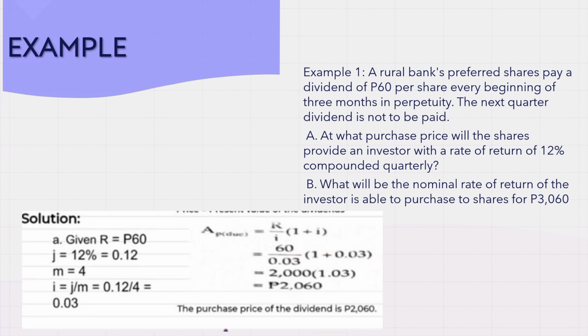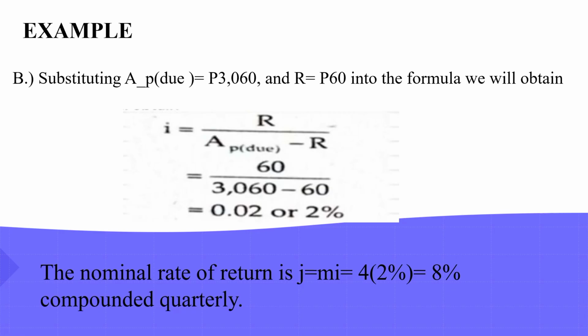So let's try to solve letter A first using the formula that I mentioned in the previous slides. A sub P due equals R over I times 1 plus I. And then we substitute the given to the formula. So 60 over 0.03 times 1 plus 0.03. So 60 divided by 0.03 is 2,000, and then 1 plus 0.03 is 1.03, and the total is 2,060 pesos. So the purchase price of the shares is 2,060 pesos.